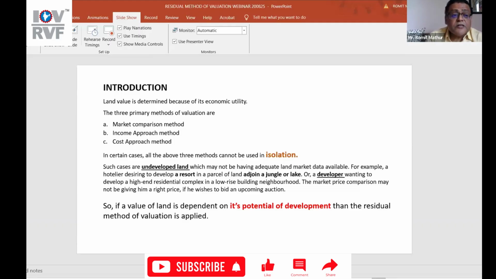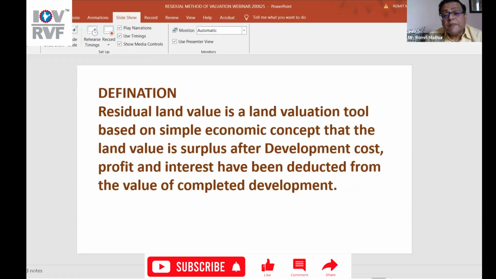Now let's see what is the definition of residual land valuation. So residual land valuation is the land valuation tool, and remember, it's a tool based on simple economic concept that the land value is surplus after development cost, profit, and interest have been deducted from the value of the completed project. So you assume that the project is complete and one is able to market that project either by lease or by sale at an X value. And you deduct all of these three major components to know what should be the present land value of that parcel of land.